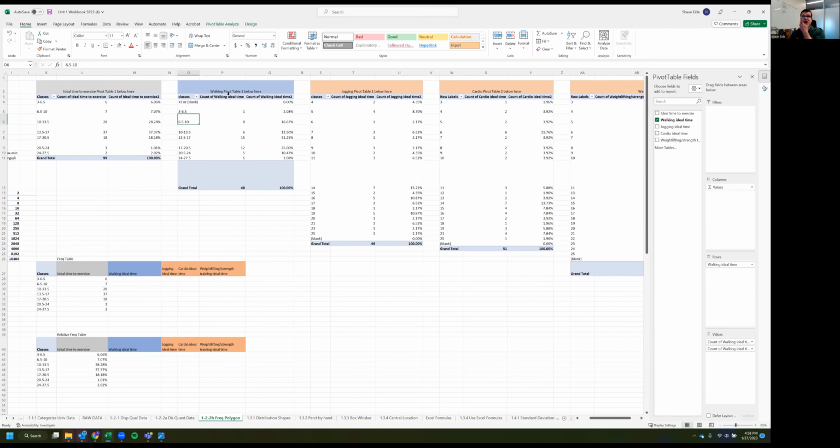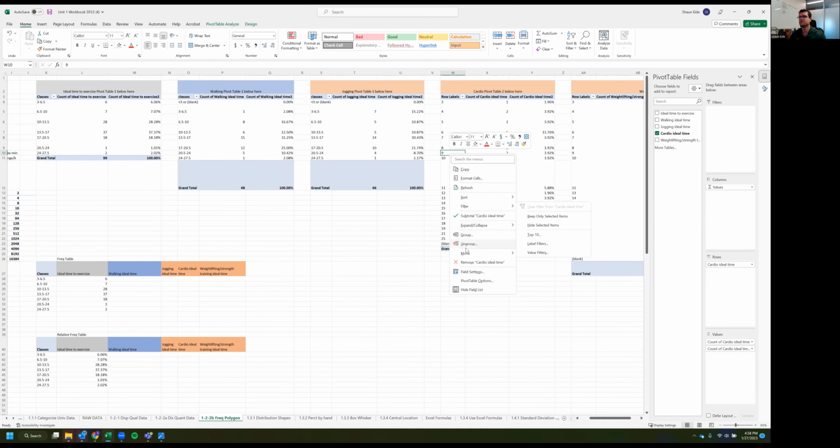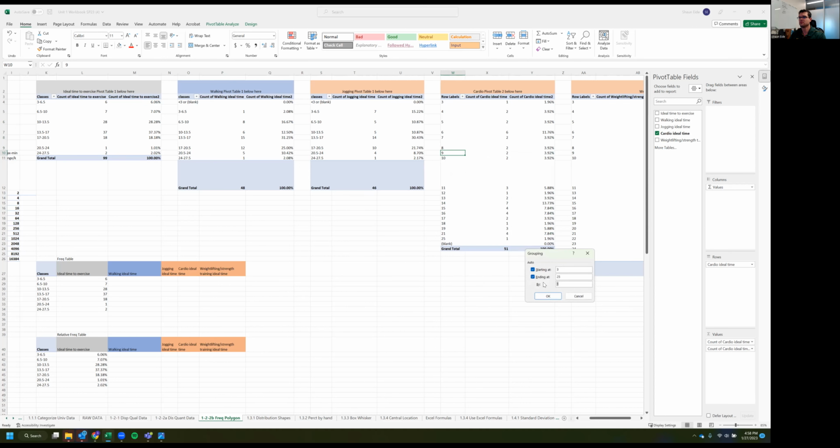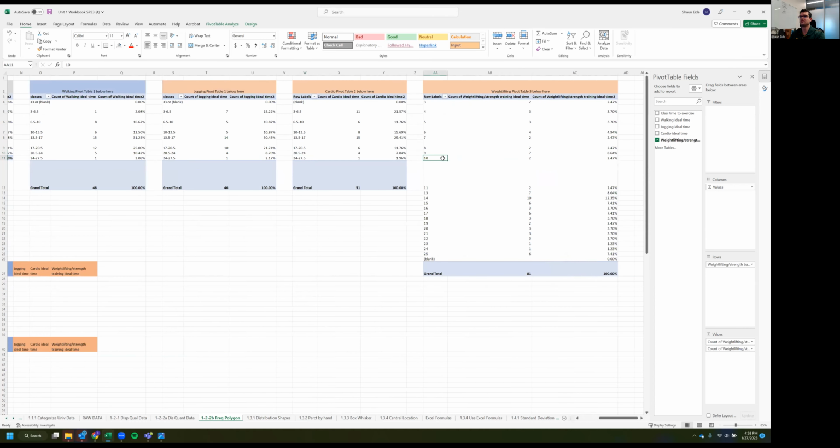Okay, so this is the ideal time for somebody to go walking. Okay, this is the ideal time for somebody to go jogging. So there's 99 people, and of those 99 people, 46 said that they went jogging. And these were the times that they said that they went jogging at. So we're going to group, starting at 3 by 3.5. Okay, do the same right here, group, starting at 3, grouping by 3.5. Okay, and then once again, group, starting at 3 and going by 3.5.